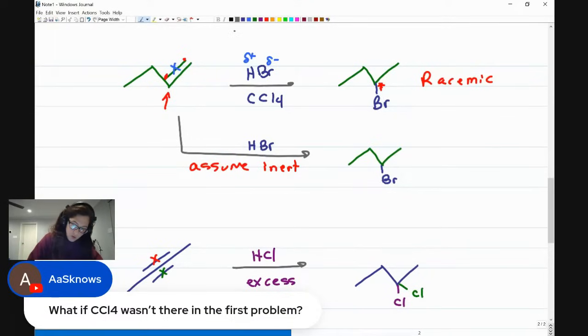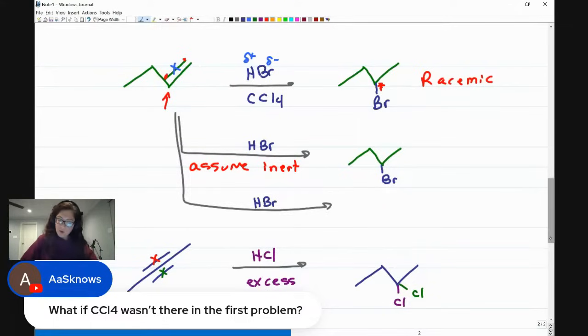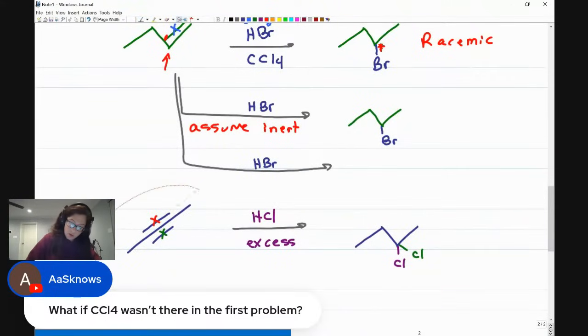The other type of reaction that you can have here is if you're given HBr, but this time you're either told that it's a dark or a light reaction.